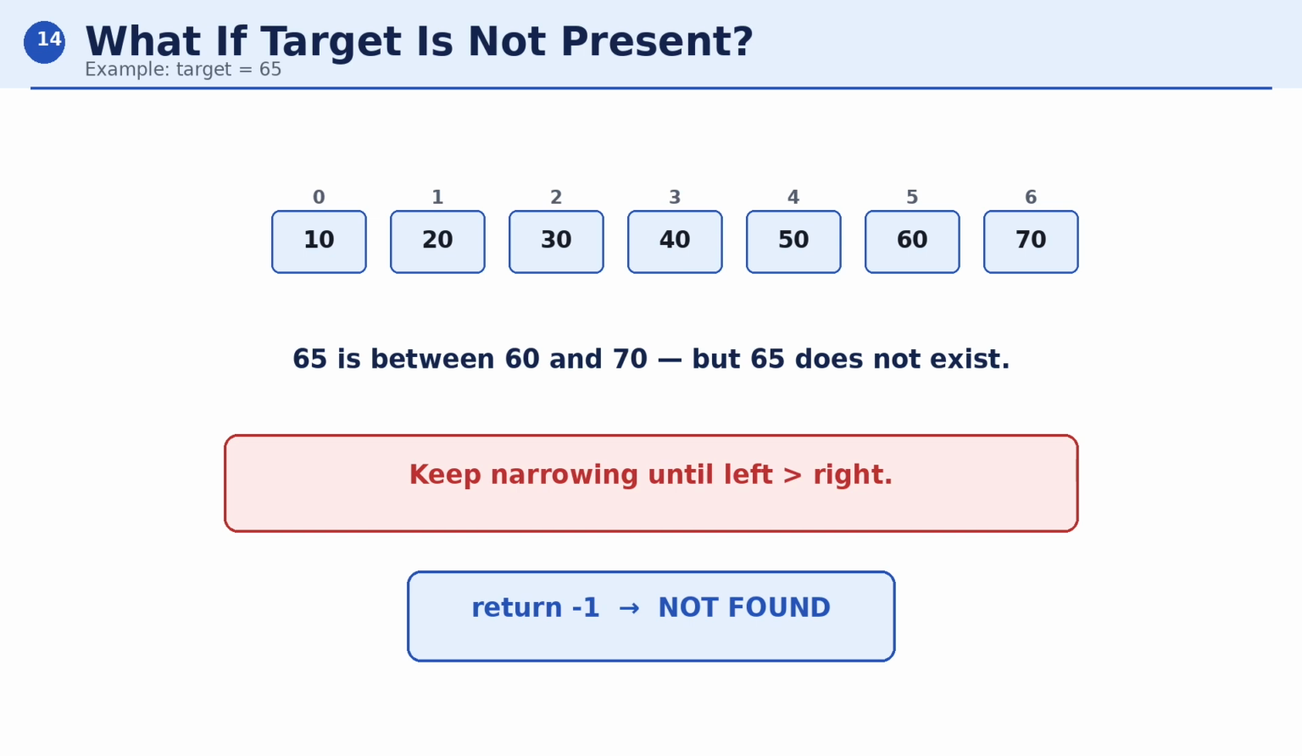Then we continue narrowing the range. Eventually, we reach a point where there are no elements left to search. At that point, left becomes greater than right. The while loop stops and we return -1. So the result tells us 65 was not found.